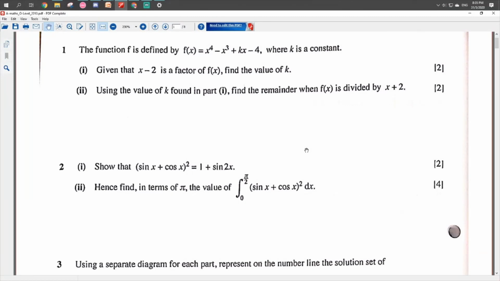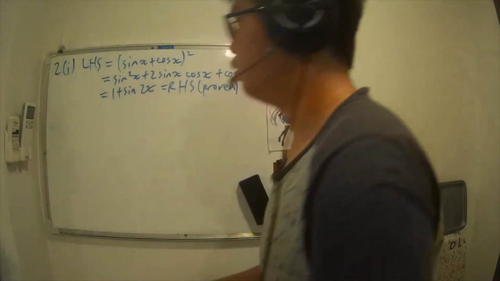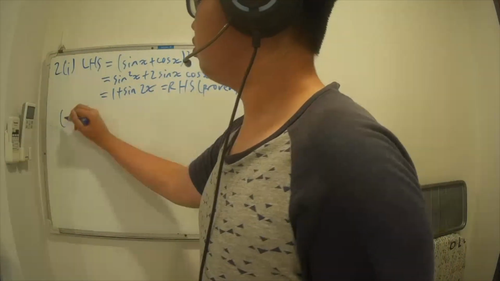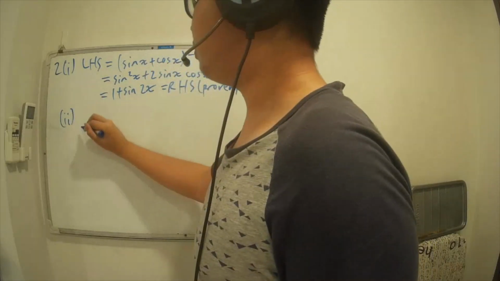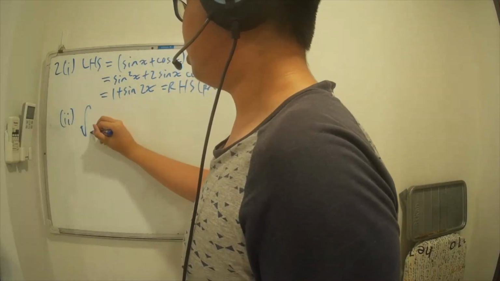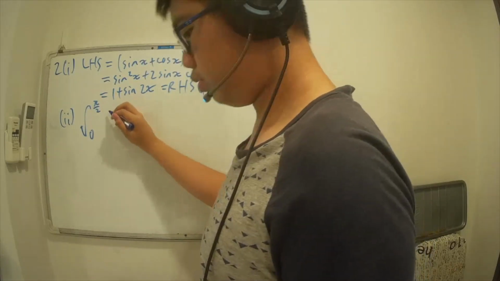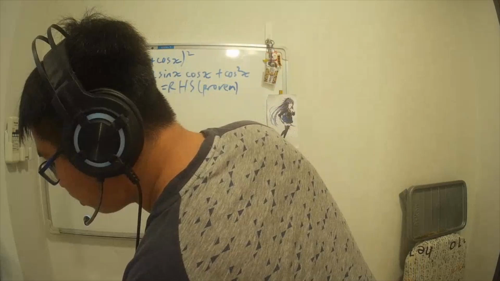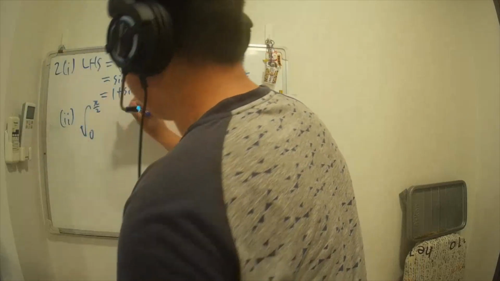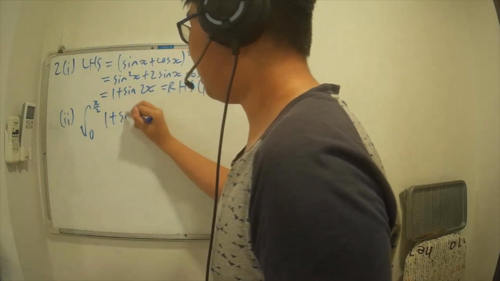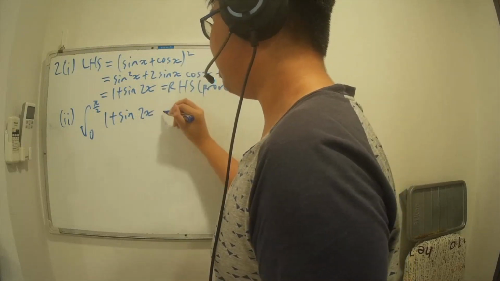Hence, find in terms of pi the value of the integral of sine x plus cosine x, the whole thing squared, running from 0 to pi over 2. So that will be equivalent to the integral from 0 to pi over 2 of 1 plus sine 2x dx.